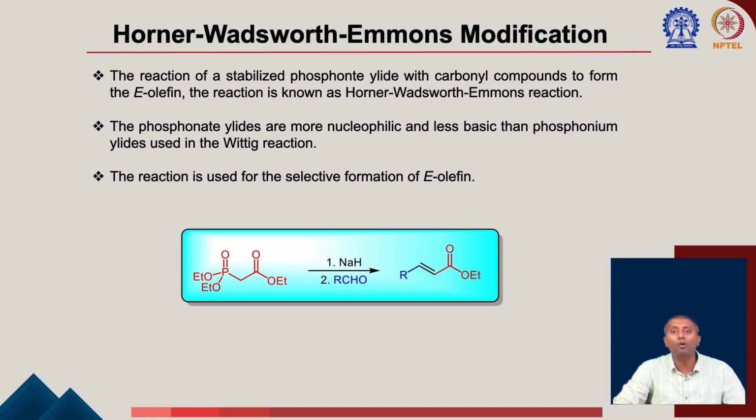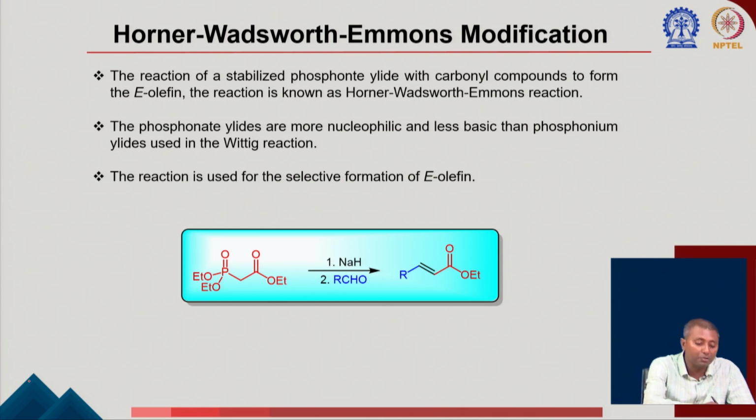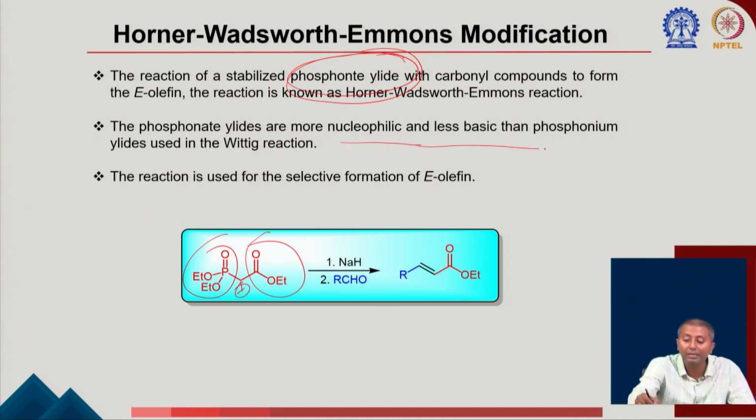In the next slide we are going to talk about some of the reactions where we are forming phosphonate ylides. Previously we talked about starting with phosphine, then phosphonium, and from there forming the ylide. Now we are talking about phosphonate ylide, which is again a stabilized ylide. You see there is a phosphonate group and an ester group, and this proton is abstracted to generate an anion, forming a phosphonate ylide. Phosphonate ylides are more nucleophilic and less basic than the corresponding phosphonium ylide.